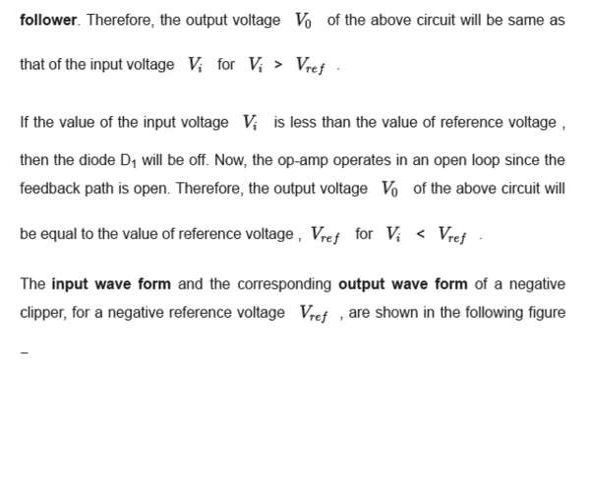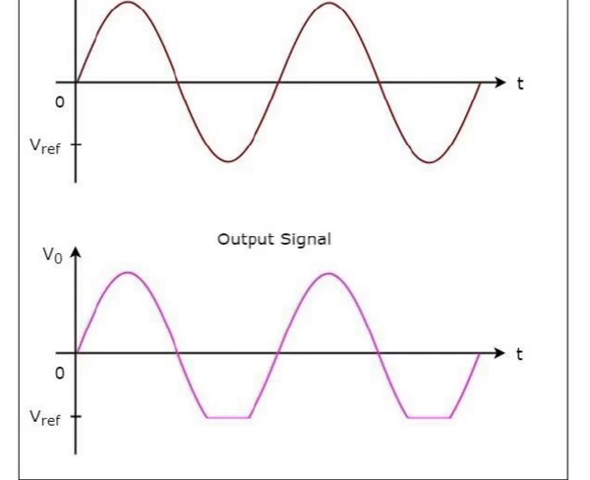The input waveform and the corresponding output waveform of a negative clipper circuit for a negative reference voltage V reference, now I will show you. So here you can see the negative part is clipped, only the negative part of the input signal. So this is the negative clipping circuit output.